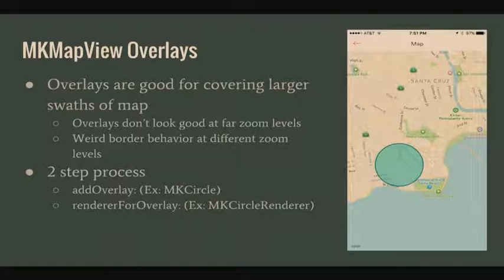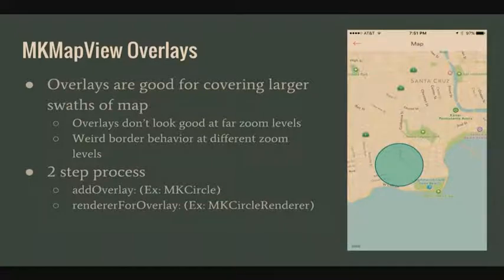Overlays don't really look so good at far zoom levels because they just get all scrunched up. And sometimes you have weird border behavior. I'll show you in a second. Again, they have a two-step process of adding. An example is MKCircle, which is a shape in Apple's MapKit. You can make a circle with a radius, and then afterwards you can render it, give it a stroke width, give it a color, give it all that information.